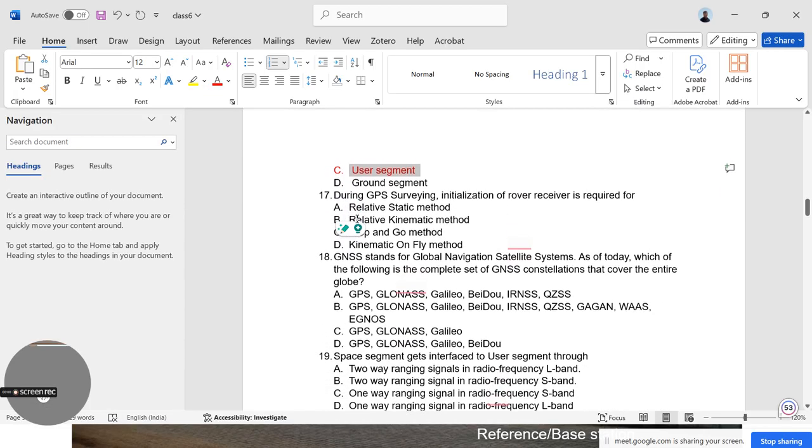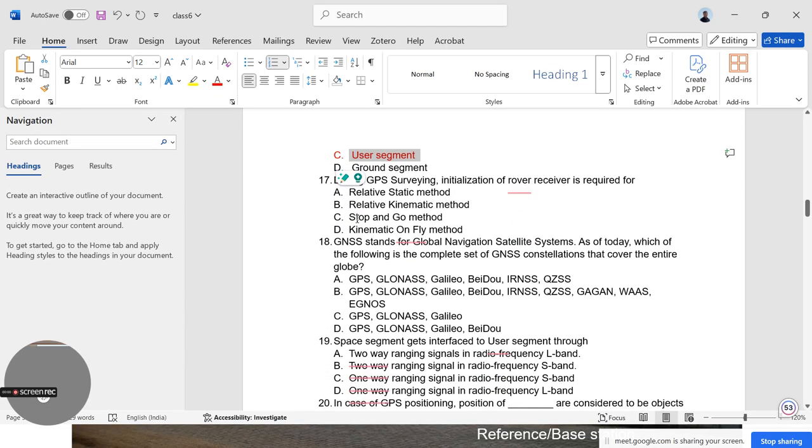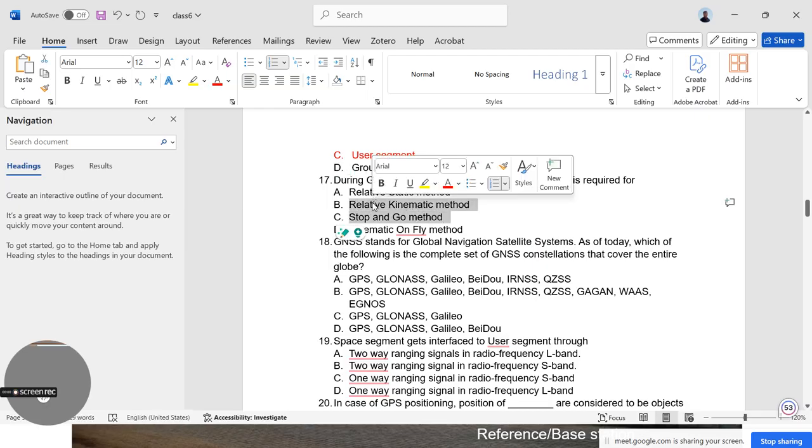The next thing is, during a GPS survey, initialization of the rover receiver is required for which kind of method? So here, if we do any kind of kinematic method, like relative kinematic and stop and go, during that time we need to fix our rover and we have to do the initialization of it. Whereas in the static method and kinematic go and fly method, we do not need a separate rover receiver which we have to initialize.